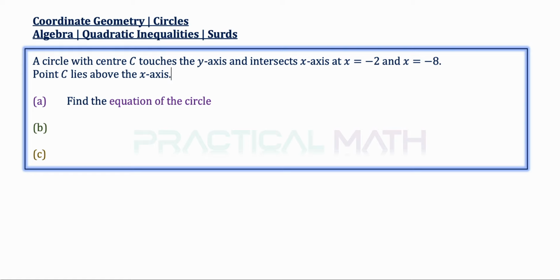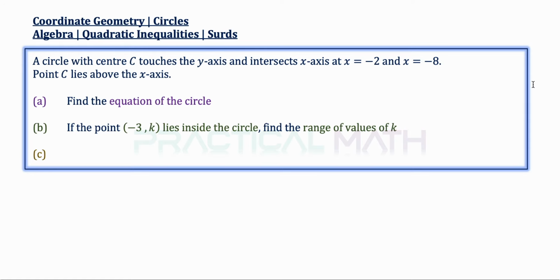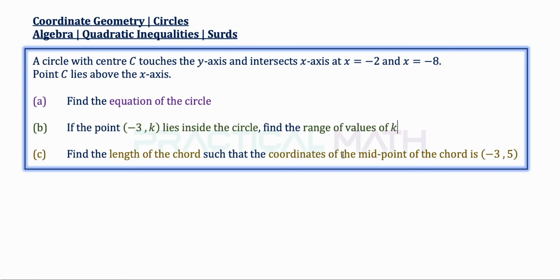In part B of this question, if the point (-3, k) lies inside the circle, find the range of values of k. And in the last part of this question, you are to find the length of the chord such that the coordinates of the midpoint of the chord is (-3, 5). You might want to pause this video to give this question a try, and when you're ready, keep watching.